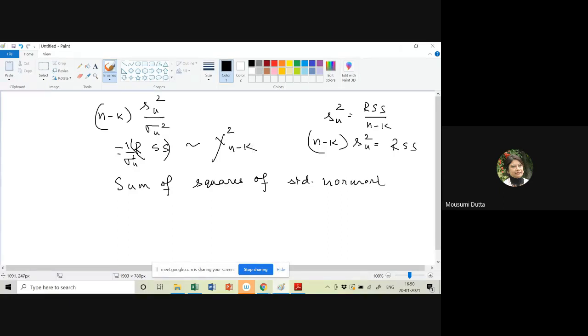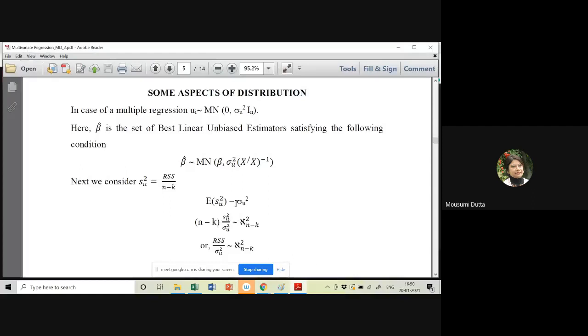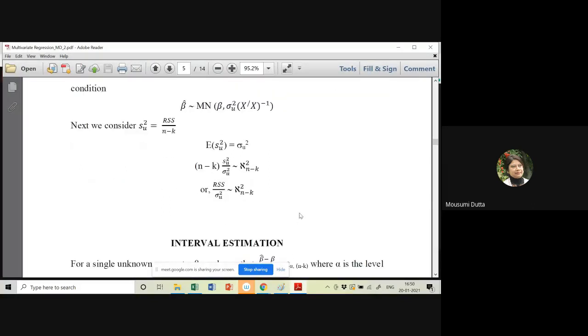So you are getting the sum of squares of standard normal deviates when you consider the ratio of sample variance to the population variance multiplied with the relevant degrees of freedom. Following that logic of inference, here we are putting the distribution of n minus k SU square by sigma u square, or RSS by sigma u square.